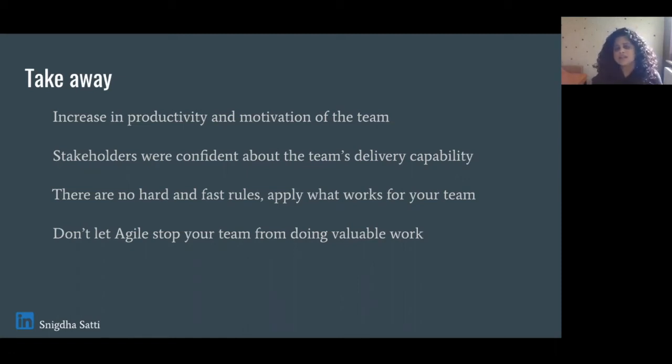My personal take on it is that I strongly believe that we should use processes for our advantage instead of being process led. So what I mean by that is that there are no hard and fast rules here. There was a lot of trial and error that took place, and I feel that we should apply whatever works for our teams, and we shouldn't let Agile stop our teams from doing any valuable work. We should take and apply what works.